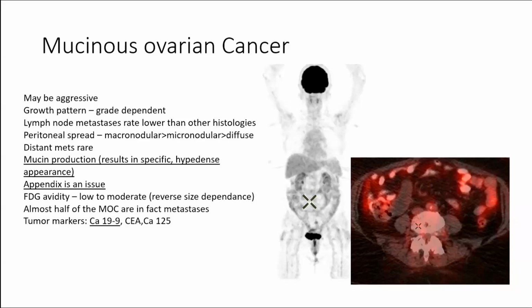Very low FDG avidity when they're big because of higher prevalence of mucin, and high FDG activity when they're small. So it's a reverse size dependence.